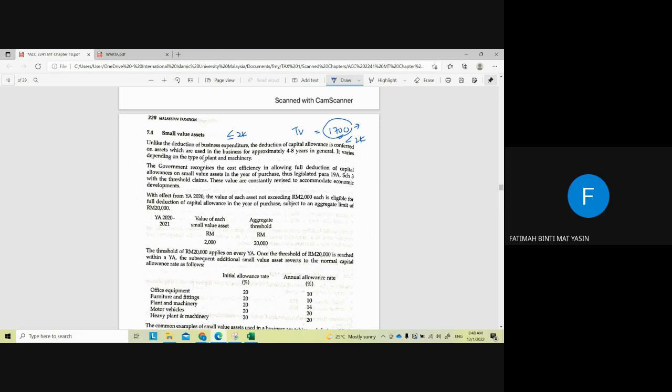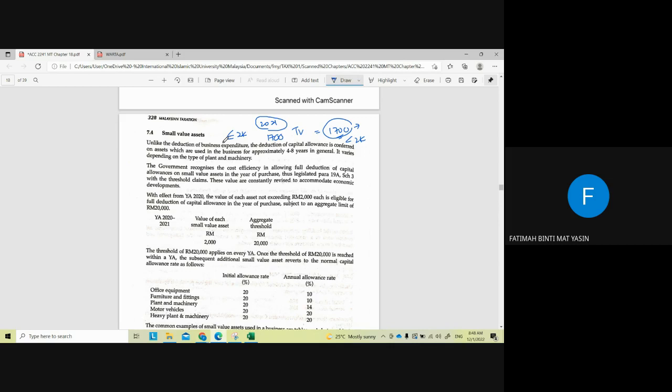Let's say the company acquired this TV in 2021. In 2021, the company can claim capital allowance on this 1,700 television at 100%. This means the company doesn't have to follow the rates given earlier, which are 20% for the initial allowance and, for the TV as office equipment, 10% for the annual allowance. The company can claim 100% capital allowance for this TV for 2021, which is 1,700.